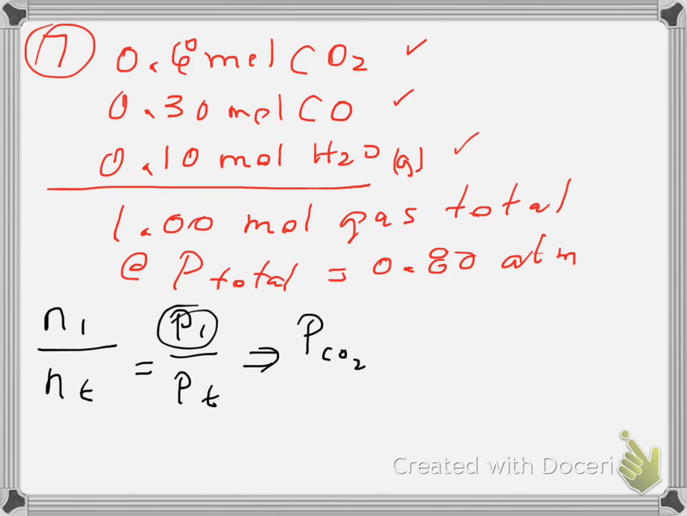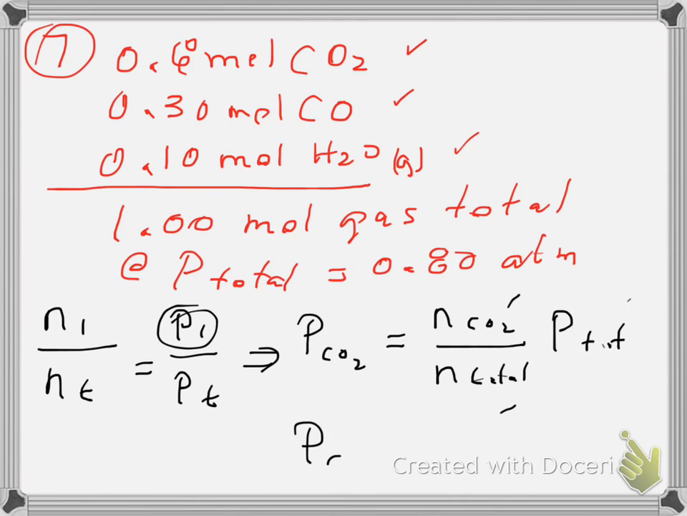Alright, so then if I multiply both sides by the total pressure, I'd get the moles of CO2 divided by the total moles, times the total pressure. Alright, so if you plug those in, moles of CO2 over the total moles, multiply that by the total pressure, then you'll get the answer to number 7.